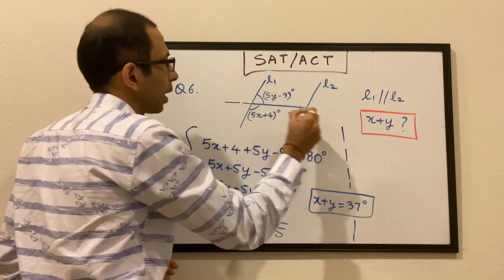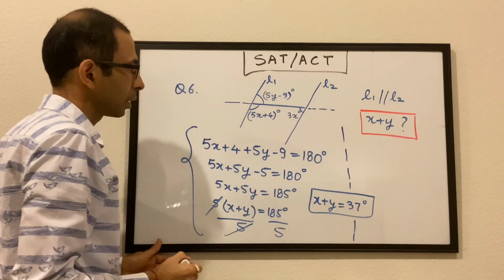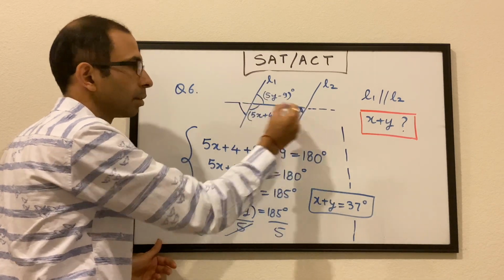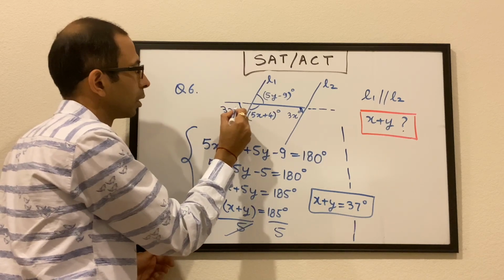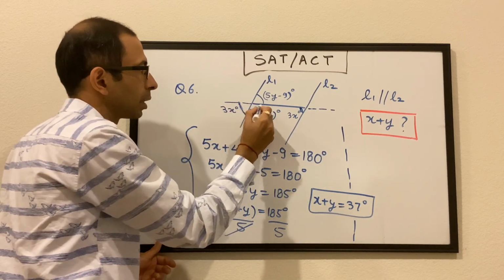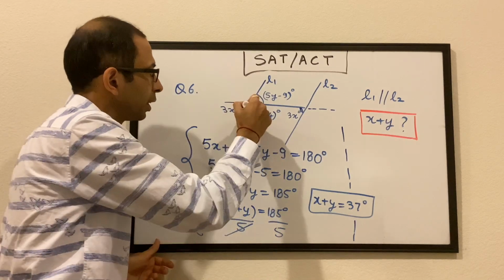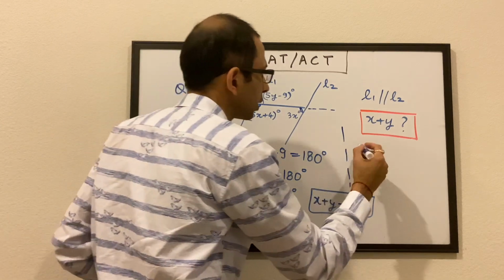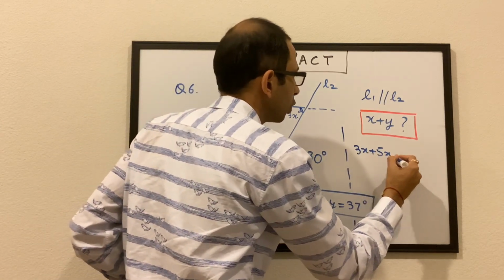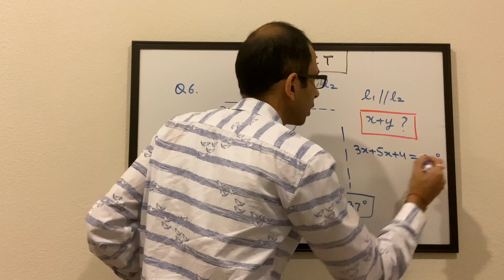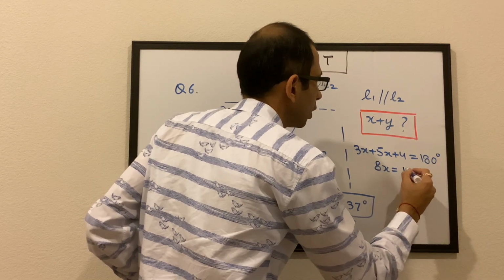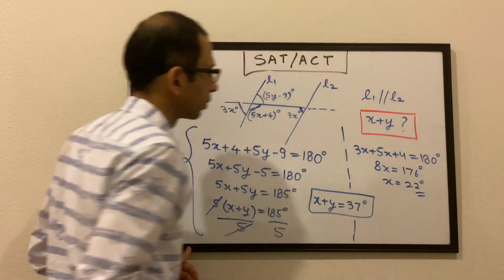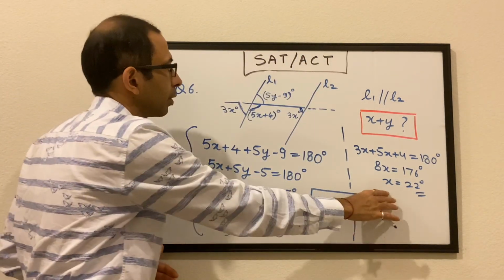Let's see, so these two lines are parallel. Let's extend this line a little bit, right? Now this angle 3x will be equal to this angle because they will serve as the corresponding angles, right? So if we see that this angle will also be 3x, this angle is already given as 5x plus 4. 3x plus 5x plus 4 is equal to 180 degrees. And we can find the value of x from there. Let's see. So 3x plus 5x plus 4 is equal to 180 degrees. It gives us 8x is equal to 176 degrees, or x is equal to 22 degrees. So we got the value of x by itself as 22 degrees.